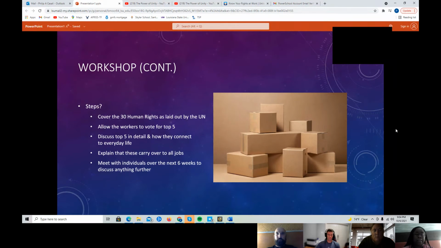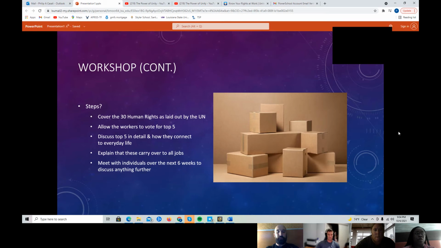For example, if they are all interested in what leave they're allowed, then we're going to connect that to work-life balance, and that everybody is entitled to take off days without it affecting their pay. And then explain how all of these also carry over to other jobs, so that if they ever decide to leave the warehouse, they have that knowledge whenever they transfer.